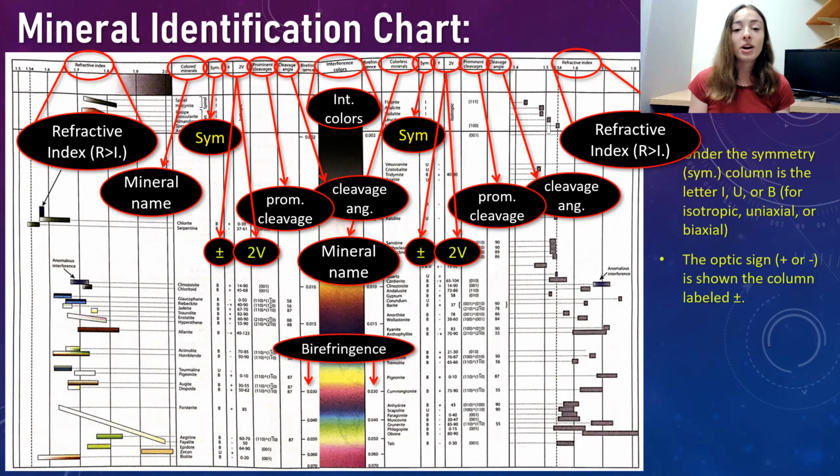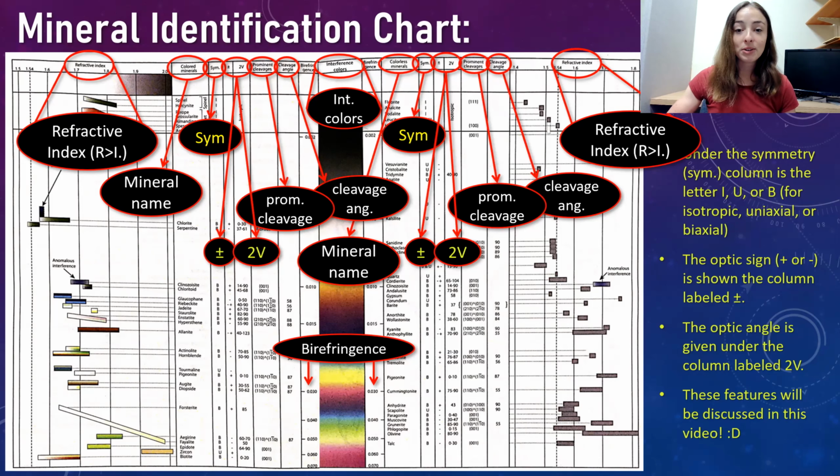Then we also are going to be talking about the optic sign and optic angle of minerals in thin section as well. The optic sign can either be positive or negative, which is why it's labeled this positive over negative sign in the chart, and the optic angle is labeled as 2V for reasons we'll talk about later as well. So theoretically, if you've watched my other mineralogy videos and you're going to watch this one, you will know how to read every single property of this chart and identify basically any mineral using optical mineralogy by the end of this video. So let's get started.